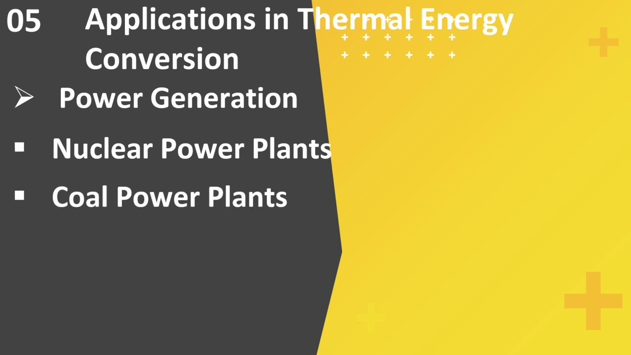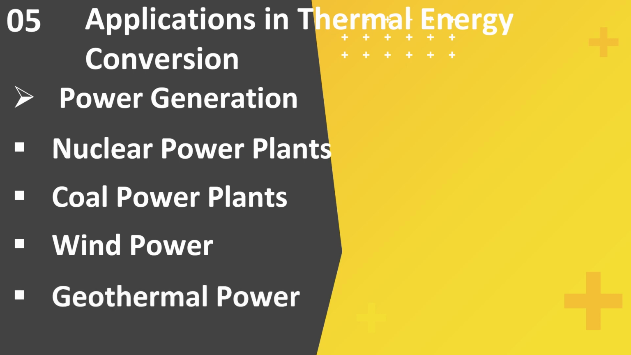Coal power plants are one of the most common applications of thermal energy to electricity conversion. They use coal as a fuel source to generate heat, which is then used to produce steam. The steam drives a turbine connected to a generator, producing electricity. Wind turbines convert the kinetic energy of wind into mechanical power, which is then converted into electricity. Wind power is a clean and renewable source of energy and is commonly used in wind farms.